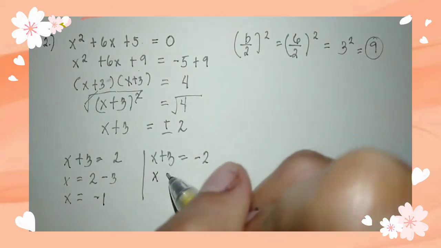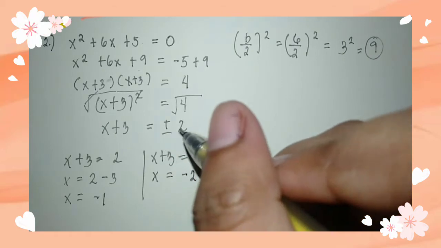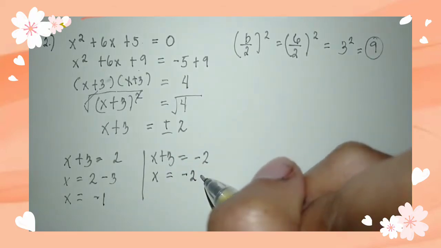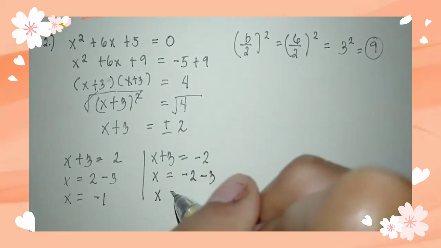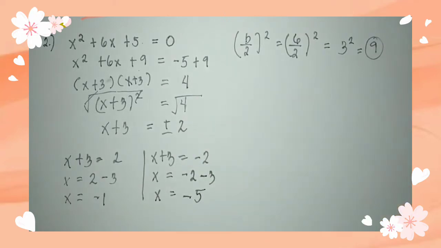Next is we have x is equal to negative 2. Transpose positive 3, it will become negative 3. And then x is equal to negative 2 minus 3 is equal to negative 5. So, take a look at this another example.